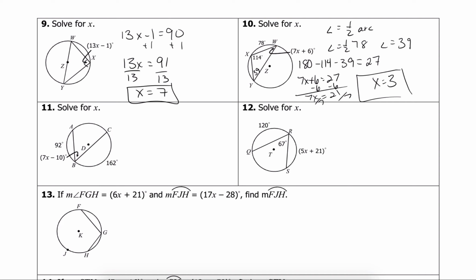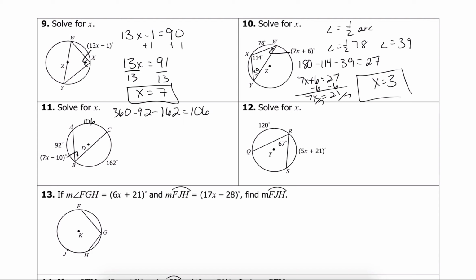All right, now for number 11, the first thing I'm going to do is find the missing arc. To do that, I'm going to say that the whole circle adds up to 360. So 360 minus 92 minus 162. I'm going to do that first, and that's going to give me 106. So this arc here, AC, is 106.